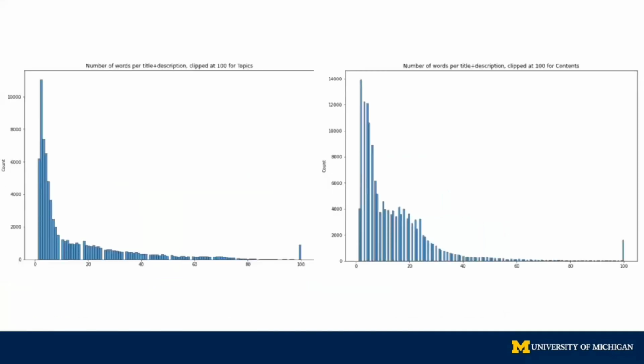As the title and description will be our main features, we have tried to find the length of the string if we combine both of the features. For both topic and content dataset, most of the data has a low total number of words, and the count drops sharply after some value.